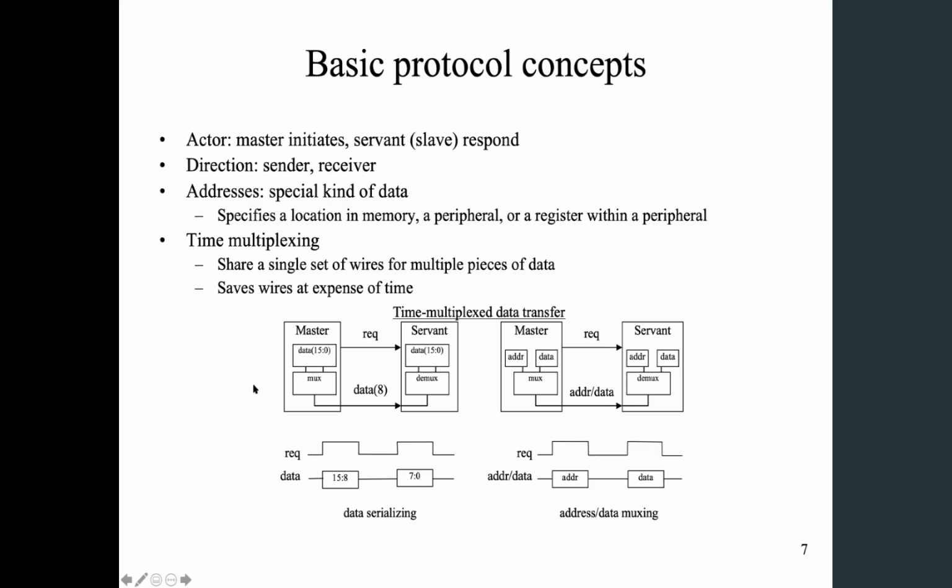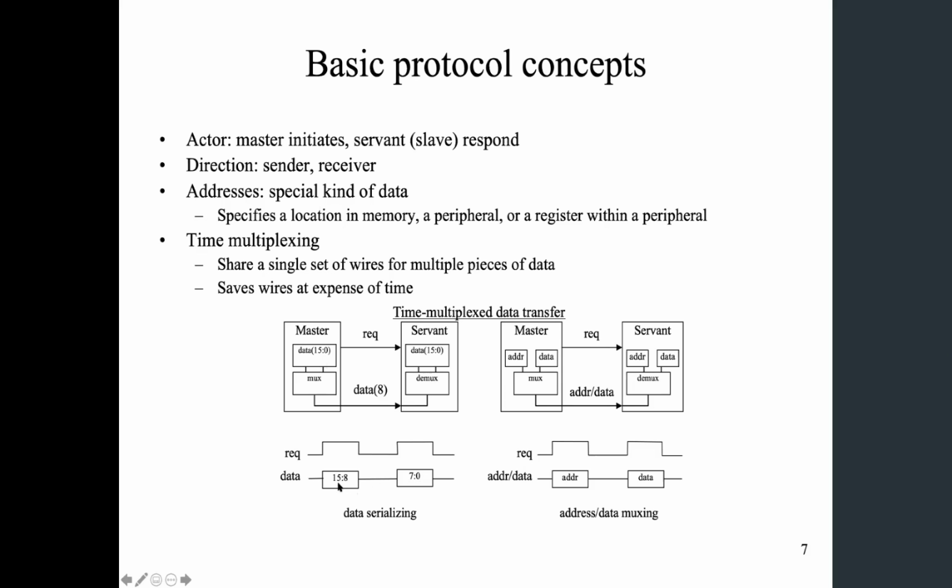So we really have to do something to successfully transfer all the 16 bits to the servant from the master using this 8-bit bus. And we have no other choice other than sending the data in 2 chunks. So that's why you see we have to break data into 2 chunks, bit 15 to bit 8, and then bit 7 to bit 0.